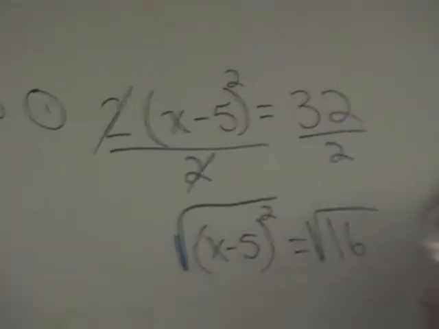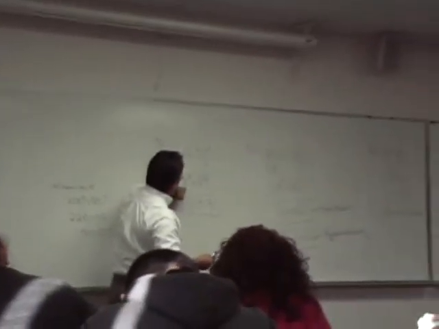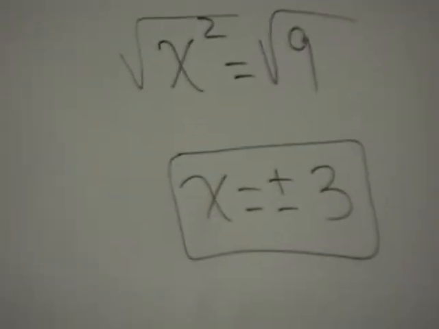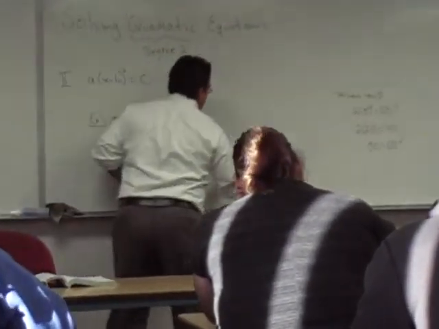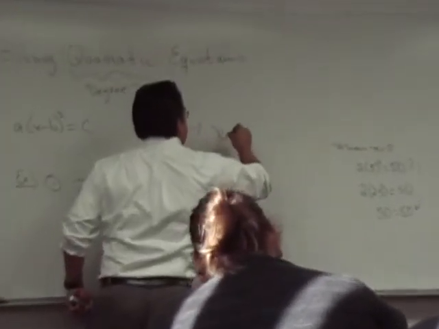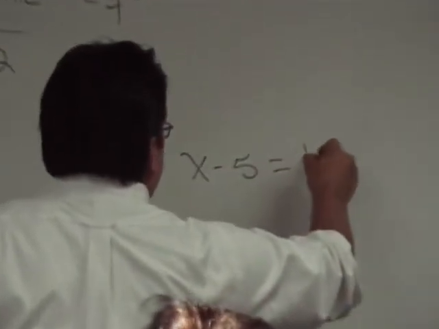I don't have only x by itself. The square root is not going to give just x. What are we going to have on the left side of this equation? x minus 5. If it's okay with you, I'm going to continue right here. x minus 5 is equal to plus or minus what? 4.